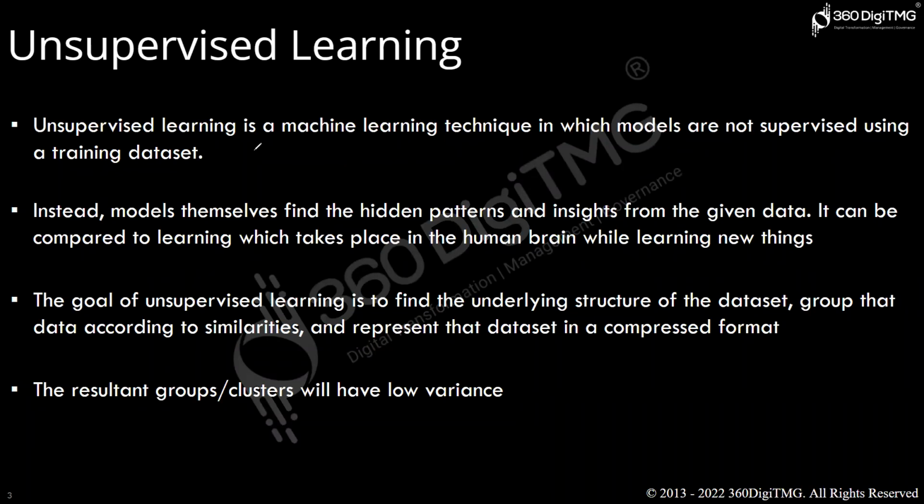The goal of unsupervised learning is to find the underlying structure of the data set, group the data according to similarities, and represent the data set in a compressed format. The resultant groups or clusters will have low variance.